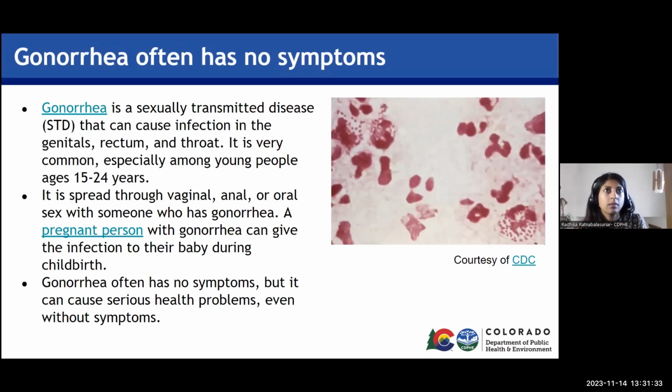So it's important to remember that gonorrhea often has no symptoms at all. It is a sexually transmitted disease that can cause infection in the genitals, rectum, and throat. It is very common, especially among young people ages 15 to 24 years. It is spread through vaginal, anal, or oral sex with somebody who has gonorrhea. And a pregnant person with gonorrhea can give the infection to their baby during childbirth. As mentioned, gonorrhea often has no symptoms, but it can cause serious health problems, even without symptoms.